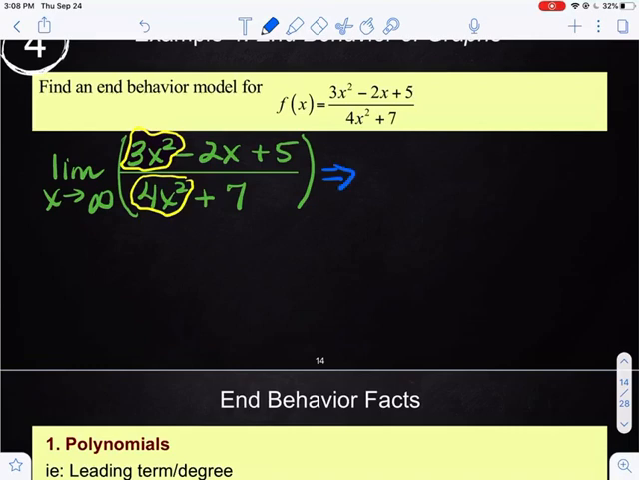So what I can do is I can say this is going to be equal to the limit as x approaches infinity of 3x squared over 4x squared. That's going to simplify then to the x squareds are going to cancel, and it simplifies to 3/4. So it's equal to 3/4.